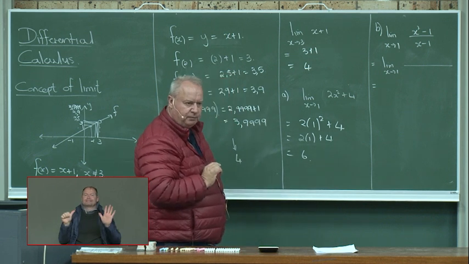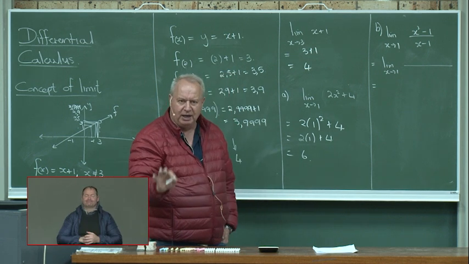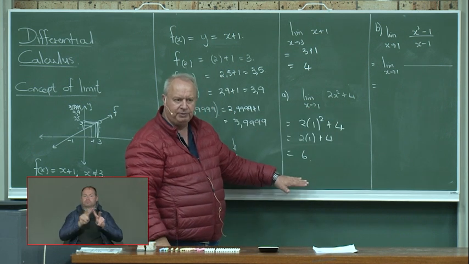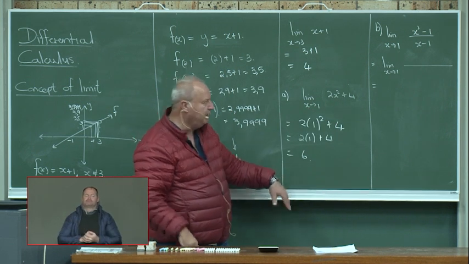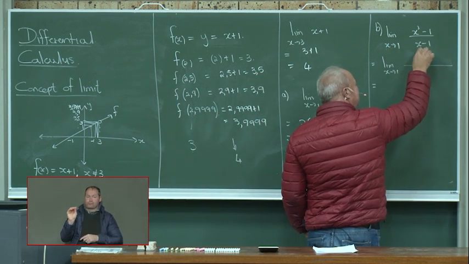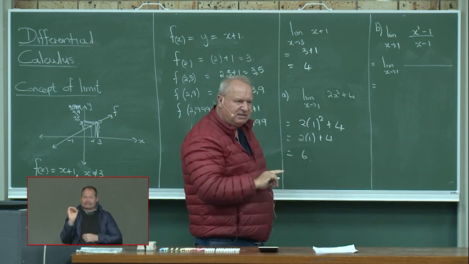Are you with me? Right. So how do we work out a limit? We put this x value into the expression, and we simplify. The exception to the rule is, if I put this value into the expression, and it makes the denominator 0, then it makes it undefined.